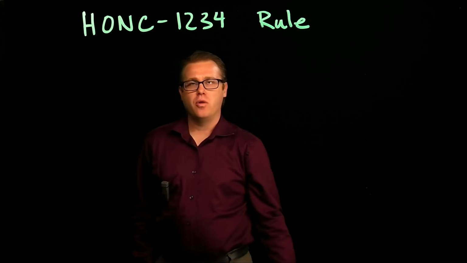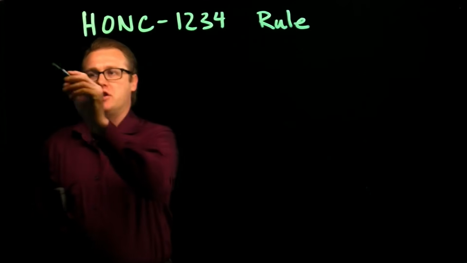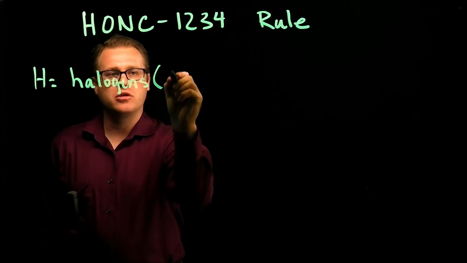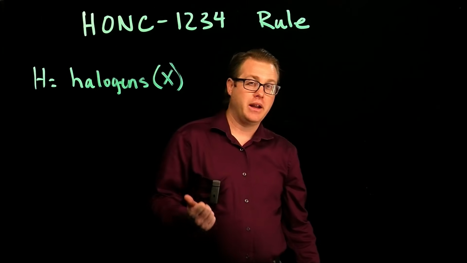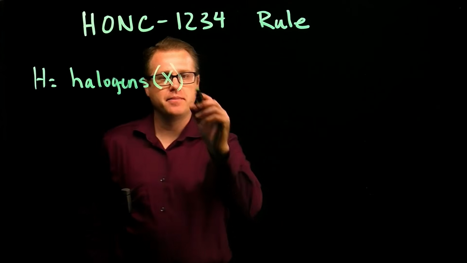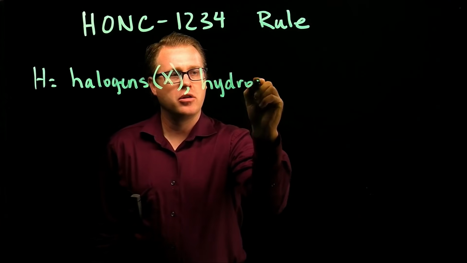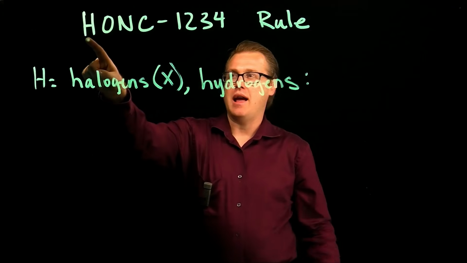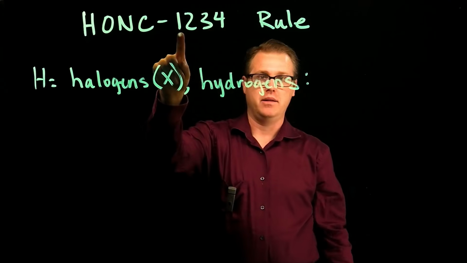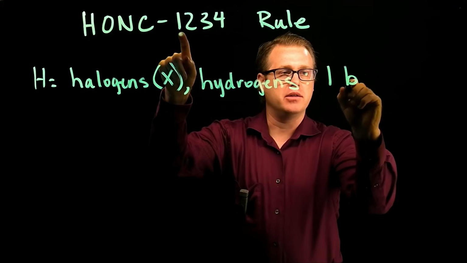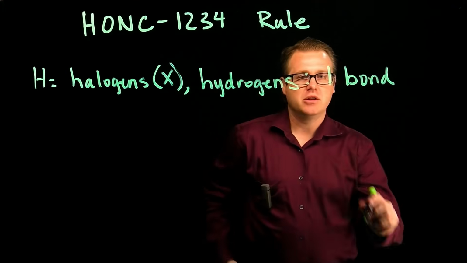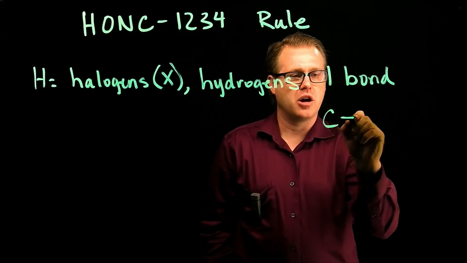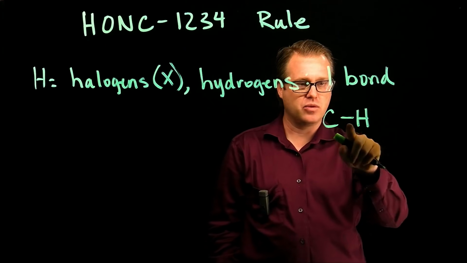The HONK 1, 2, 3, 4 rule is H stands for halogens. So those are just fluorine, chlorine, bromine, and iodine, and hydrogens. So that's what the H stands for in the HONK. And then that H corresponds to the 1. And that tells us one bond. So we could have examples like carbon hydrogen. You can see that hydrogen only has one bond.